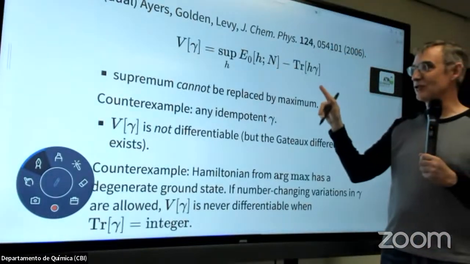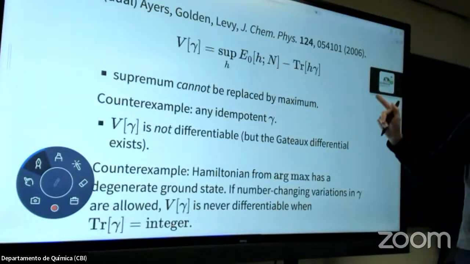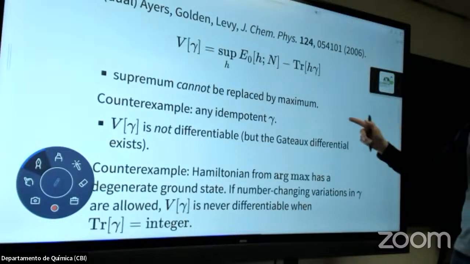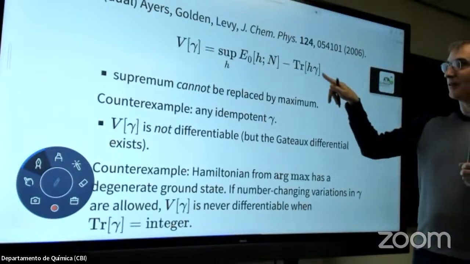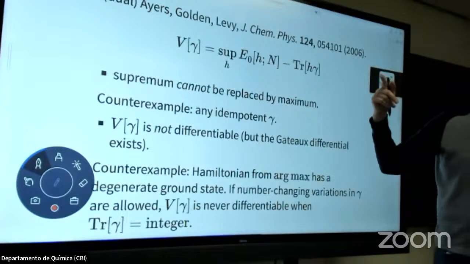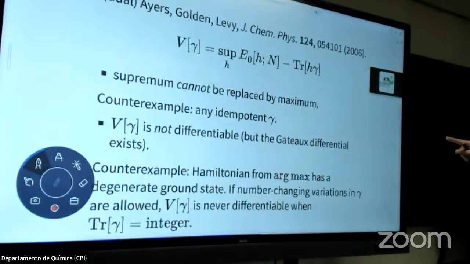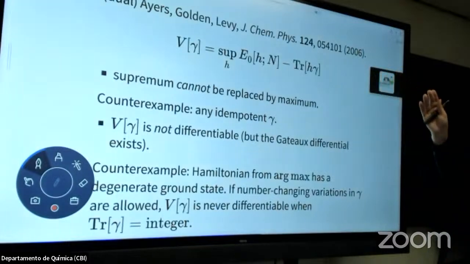But in this case, the supremum is not a maximum, right? We can talk about why, let's see how time goes. The classic example is an idempotent. Any density matrix that has a 1 or a 0 eigenvalue, in fact, the supremum will be a supremum. There will be no maximum. This functional is not differentiable, so that's also unpleasant, right? We like things that have derivatives. We talked about that for kinetic energy last time. This functional is also not differentiable.